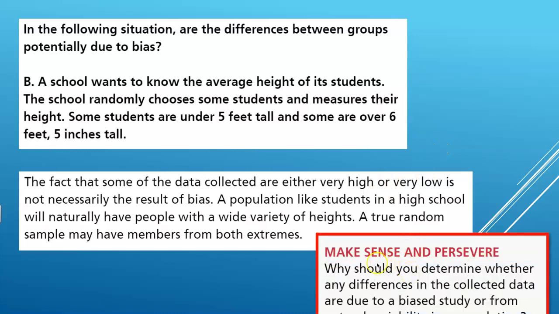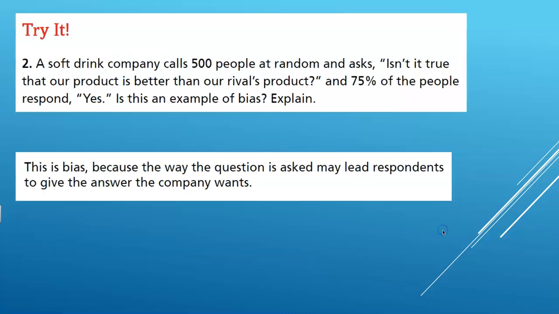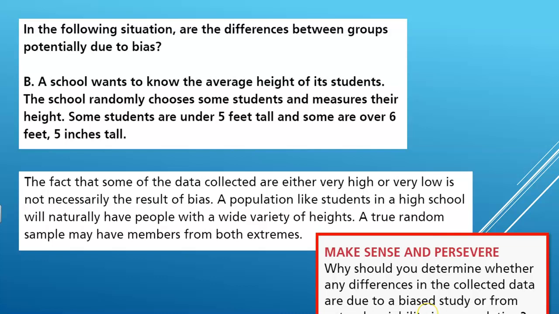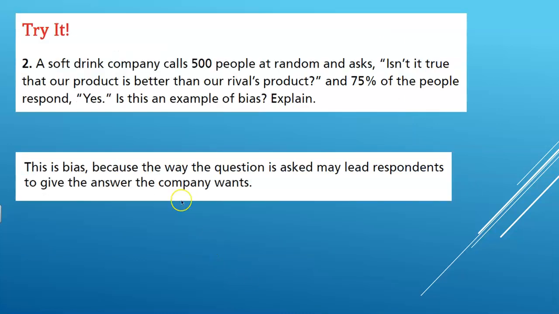As you go along, you should determine whether any differences in the collected data are due to a biased study, or from natural variability in a population. The natural variability is one thing that happens, and when you're looking at people's heights, that would be a natural variability. The bias study, maybe you only chose seniors or freshmen, something like that. So that would throw some bias into the data.